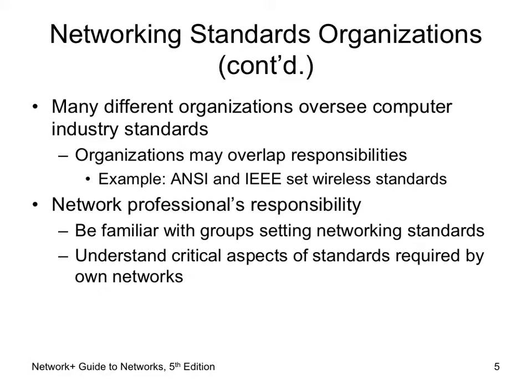There are many different organizations that oversee these standards, which we're going to talk about in a second. Two of the big ones, for wireless, would be ANSI and IEEE. They set the wireless standards. If you look on a Cat5 cable, you'll actually see ANSI and IEEE logos on the cabling, a stamp of approval that they approve these cables.